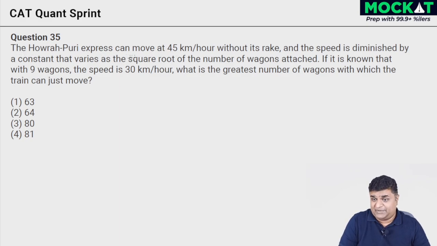The Howrah-Puri Express can move at 45 kilometers per hour without its rake, and the speed is diminished by a constant. Okay, that varies as the square root of the number of wagons attached.